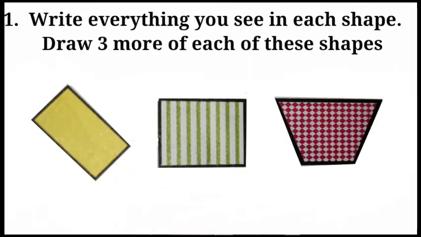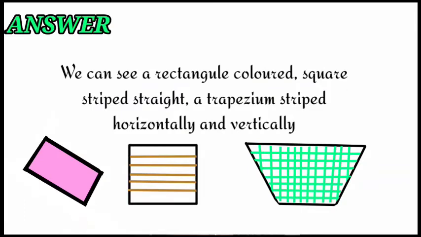Now write everything you see in each shape. Draw three more of each of these shapes. Okay, now here first you observe this, all the four sides only, four corners only. The rectangle shapes, four different shapes. Draw three more of each of these shapes. You observe these pictures and draw three more of this shape. We can see a rectangle, colored square, stripped straight, trapezium stripped, and horizontal and vertical lines are there. First you observe this picture.